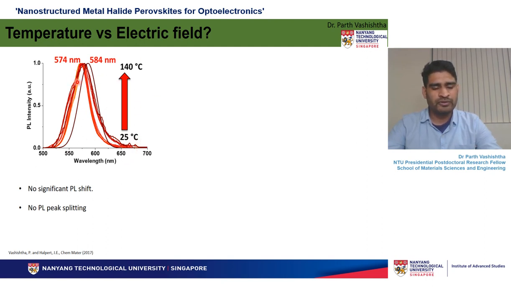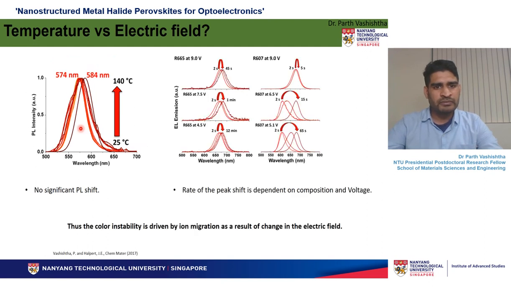It's only 5 to 7 nanometer. There was no peak splitting as well. We did the same thing here. We applied a constant voltage to the device, and what we observe over time is that, since the electric field isn't changing, at higher and higher voltage the time it takes to move from its original position to 680 nanometer becomes faster and faster.